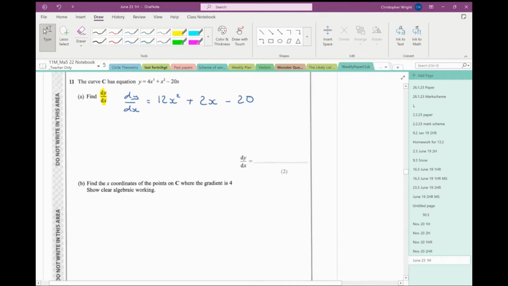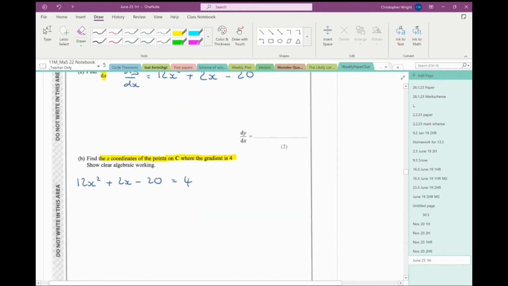That's the gradient function. And part B says find the x coordinates. There are obviously going to be 2 points, perhaps. Find the x coordinates of the points on C where the gradient is 4. So I need to find what x values make this gradient function equal to 4. So I need to solve this equation.